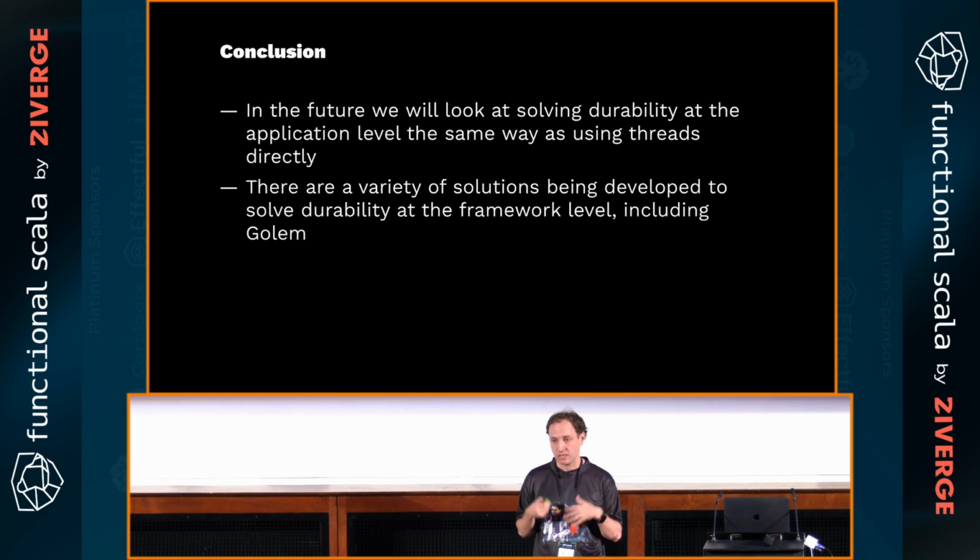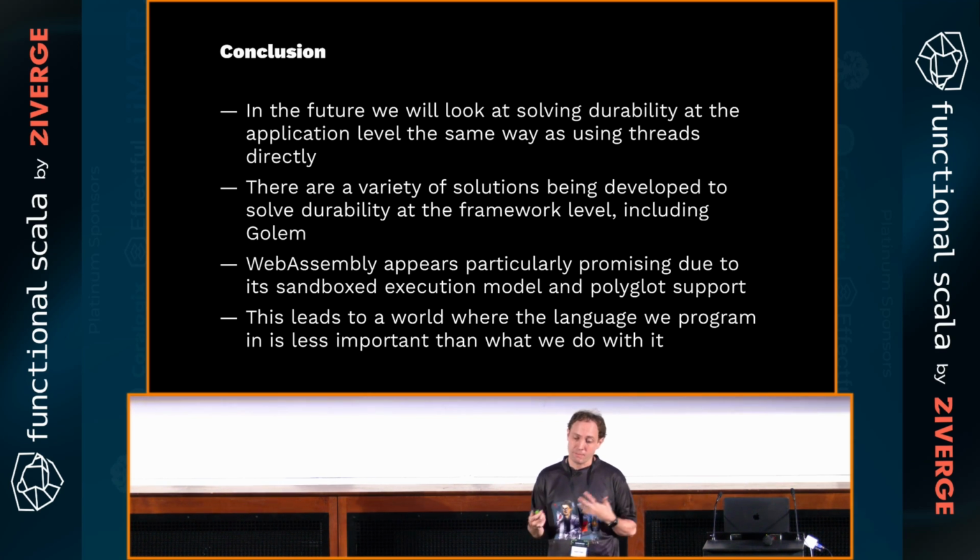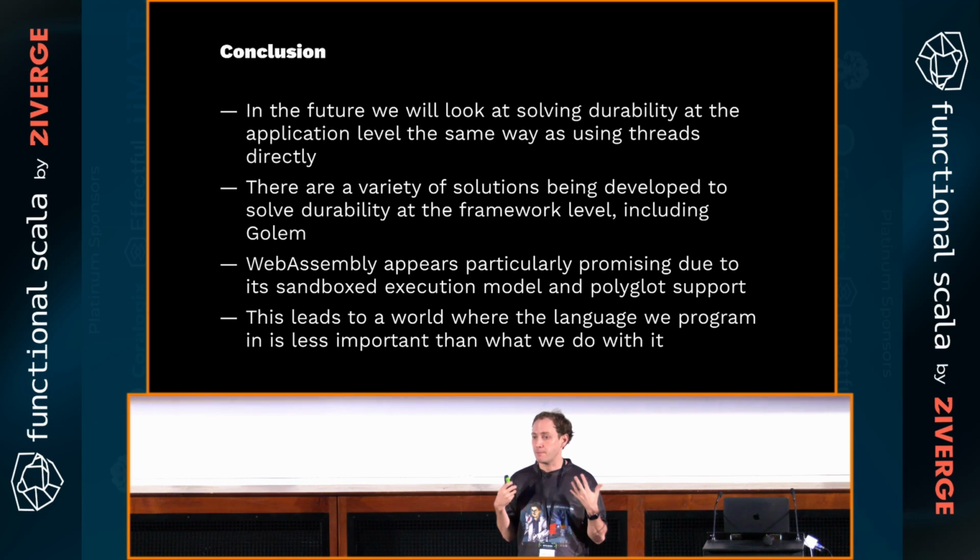If you want to use ZIO and you want to use for comprehensions, great. If you want to just write code in Rust, great. If you want to use Scala with just Caprese or with whatever, that's great too. You solve your problem the way you want to, and we'll add durability on top of that. I think WebAssembly is particularly promising for this because of that sandbox execution model and that polyglot language support. And maybe that's also pointing us towards a direction for the future where we may be a little bit less focused on the particular language.